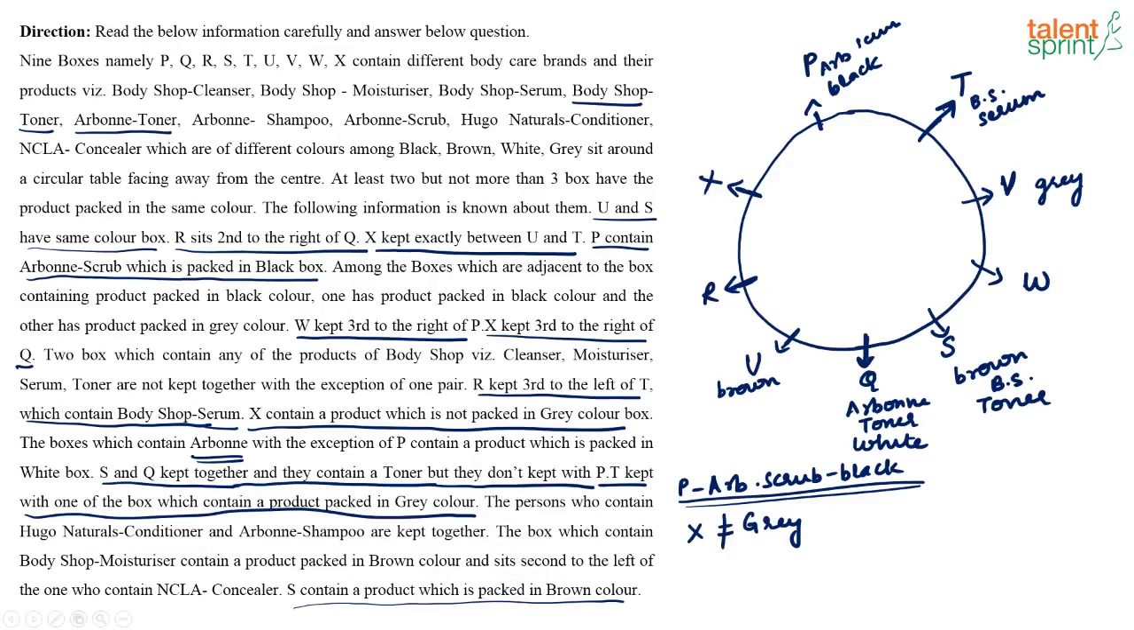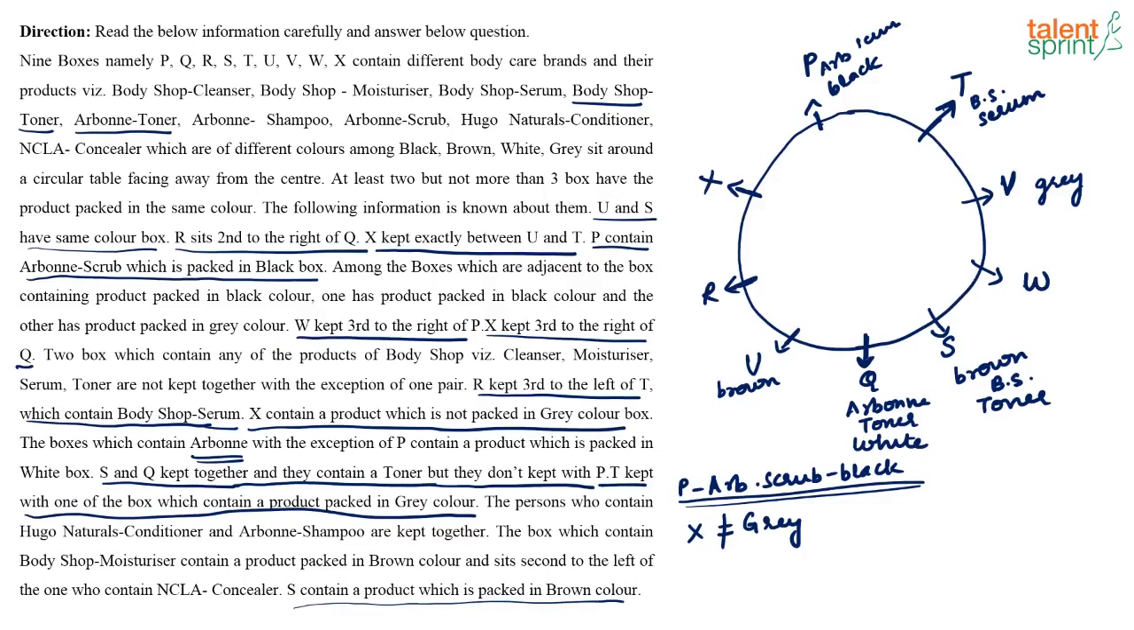Then yes, now look at this statement. Among the boxes which are adjacent to the box containing a product packed in black color, one product has black color and the other product has grey color. So if you look at the black colored box, there are some black colored boxes whose adjacent boxes, one side is black and one side is grey.